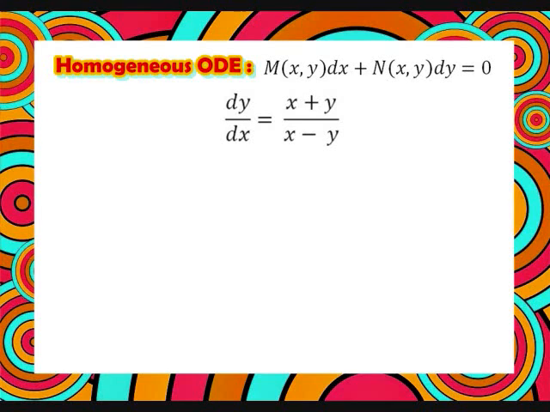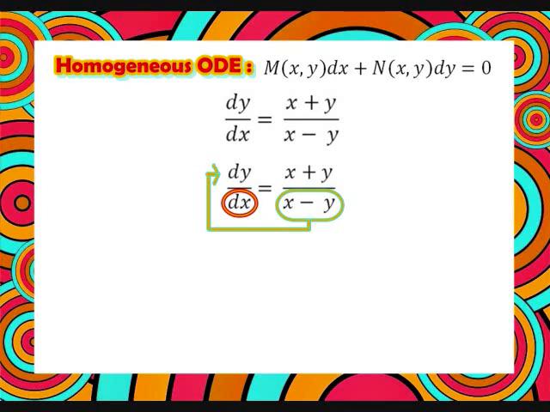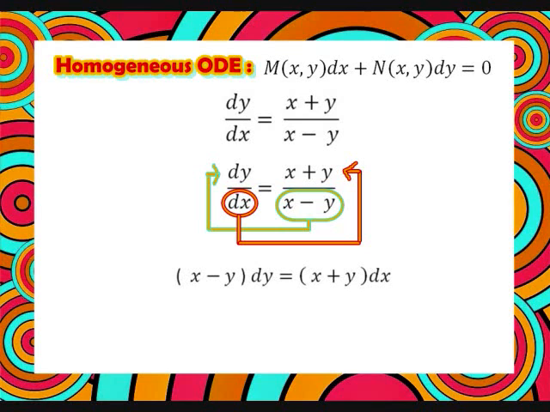By examining the equation, we notice that it is impossible to separate the variables. So what we do first is bring this up right here and this right here, giving the quantity (x minus y) dy equal to the quantity (x plus y) dx. Rearranging this equation gives the quantity (x plus y) dx minus the quantity (x minus y) dy equal to 0.